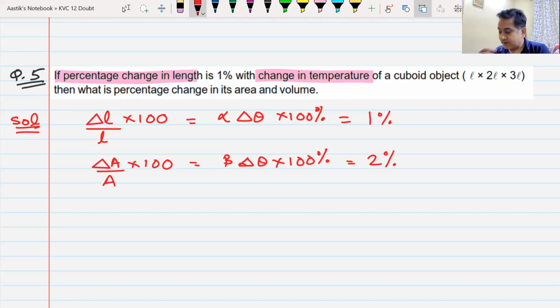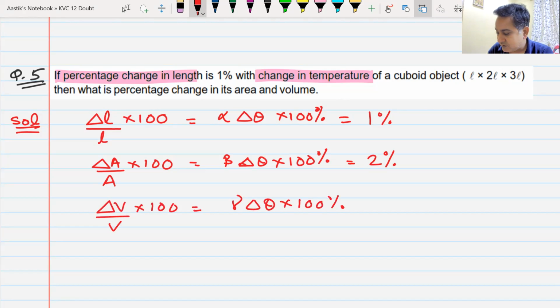Then the percentage change in volume is the change in volume divided by original volume, multiplied by 100. That will be equal to gamma into delta theta, multiplied by 100%. So now I get 3%. These are the answers that we are looking at. Do we understand this? Everyone? Any doubt? No doubt, sir.